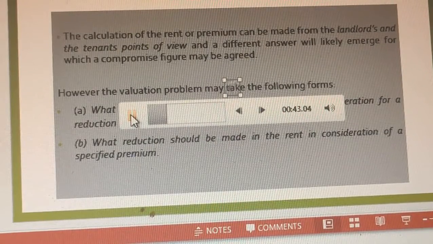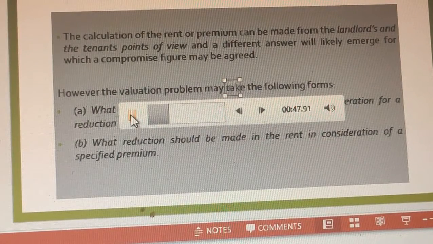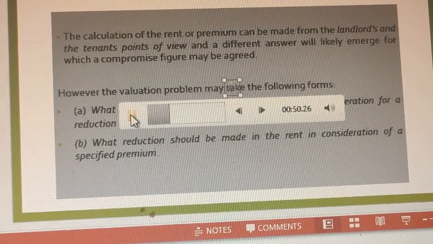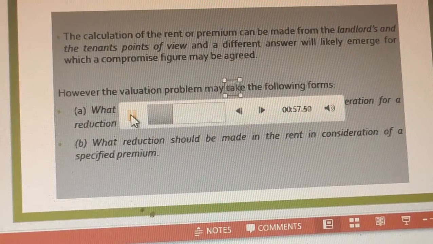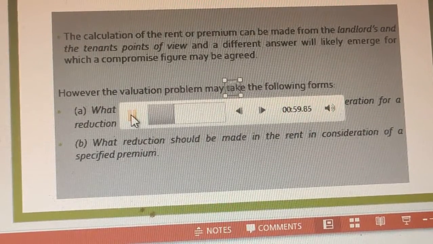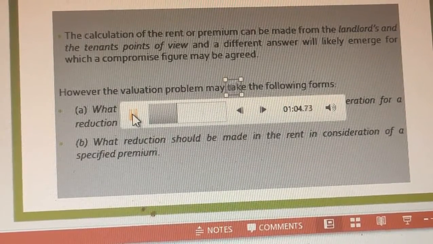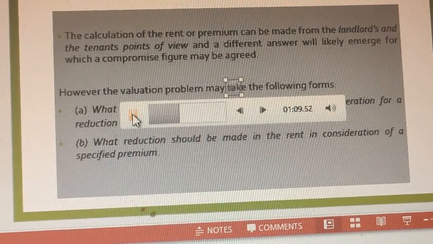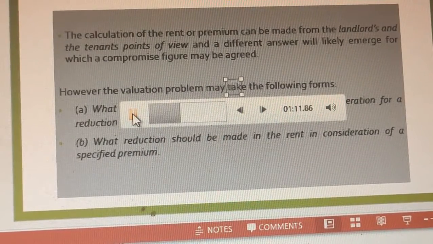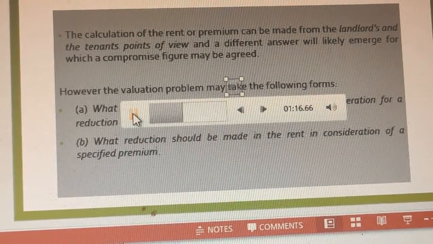So the calculation of the rent or premium can be made from the point of view of both of them, and in each of the cases a different answer will likely emerge, so a compromise figure may be agreed. If you are looking at both parties together, then you better look at their points of view and try to find a compromise point for them. But if you are looking at the tenant's point of view, value from one aspect, the tenant.